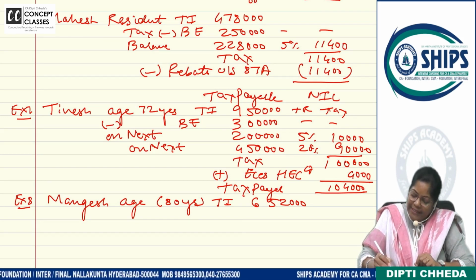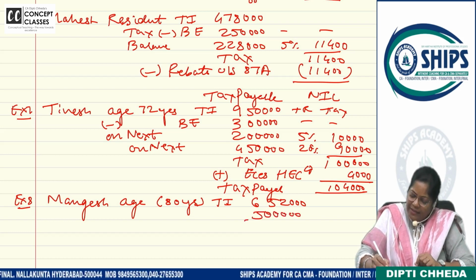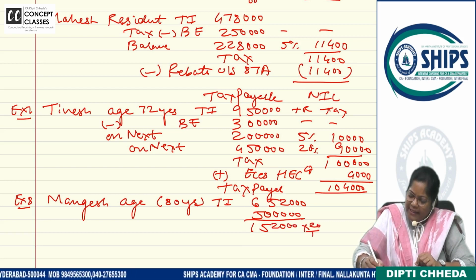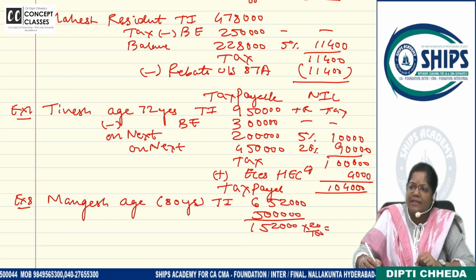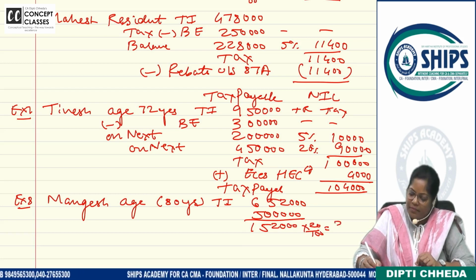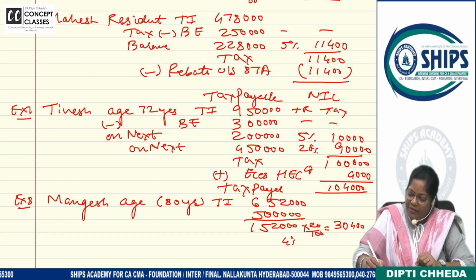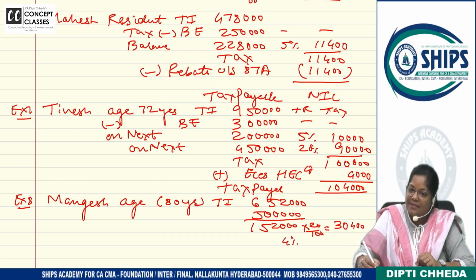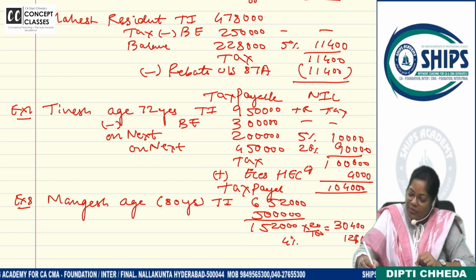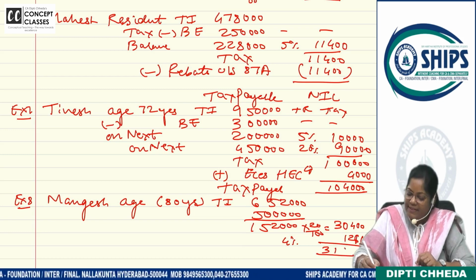So first of all, only he's 80 years and above. So what will be the basic exemption? 5 lakh तक तो कोई टैक्स नहीं है. Next 1,52,000 directly 20%. That is 30,000, on that 4%, 1,216. So 31,616 rounded off to 31,620.